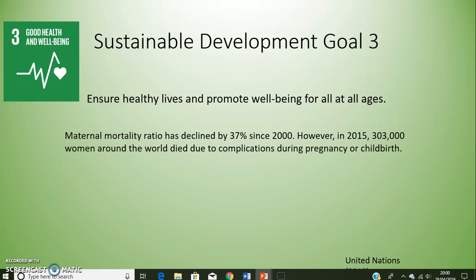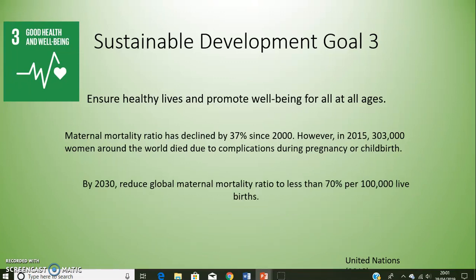On a global scale, as of 2018, the maternal mortality ratio had declined by 37% since 2000. Nevertheless, in 2015 alone, 303,000 women around the world died due to complications during pregnancy or childbirth.